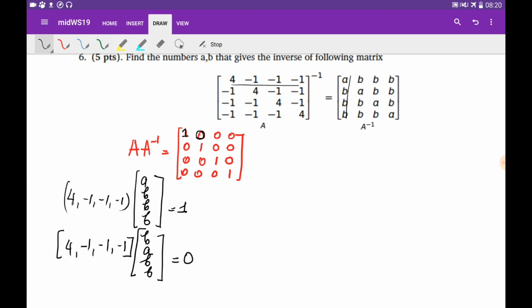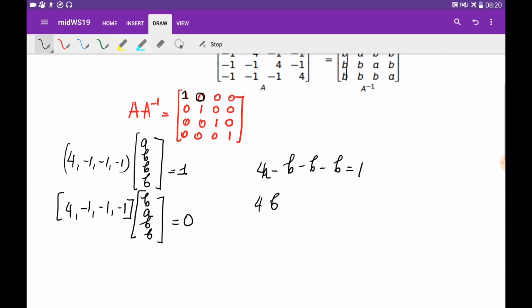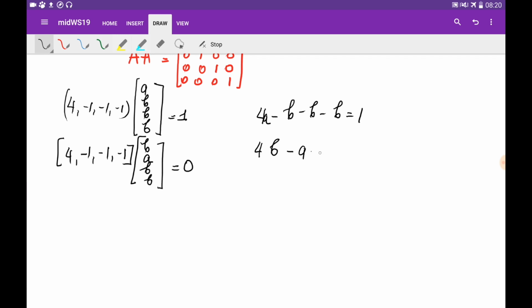So in this case, it's going to be 4A minus B minus B minus B is equal to 1. For the second one, B minus A minus B minus B is equal to 0. So if we simplify this, it's going to be 4A minus 3B is equal to 1, and 2B minus A is equal to 0.